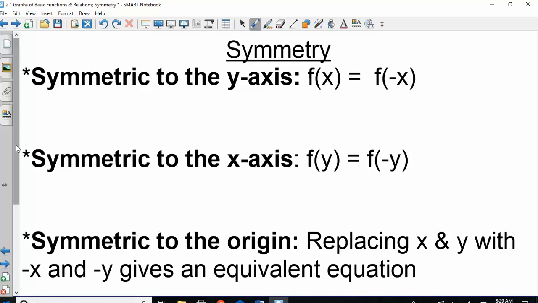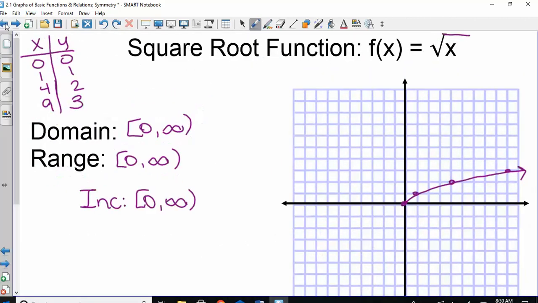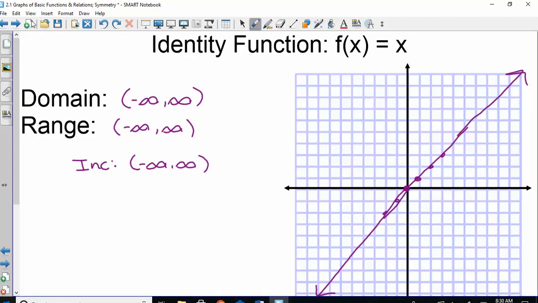All right, so symmetry. There are 3 different kinds of symmetry that we're going to look at. The first one is symmetric to the y-axis. Look back through all of those graphs that we've drawn. When I say symmetric to the y-axis, that means if you fold this thing on the y-axis, it overlaps itself.